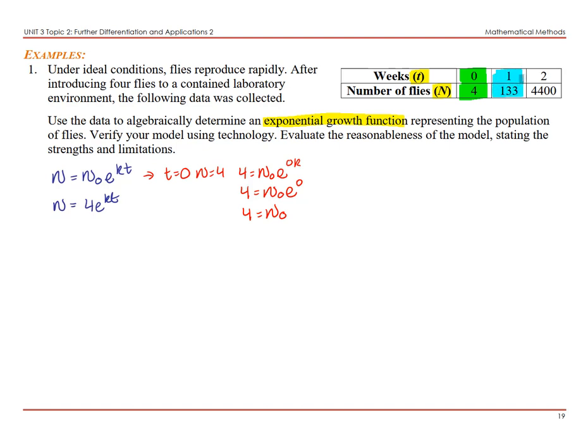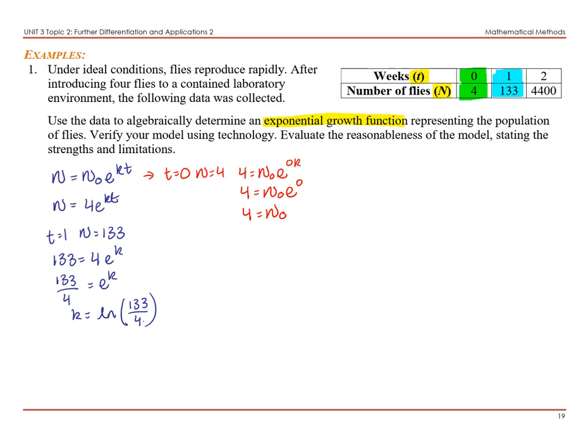Use the next value in the table. So when T is 1, N is 133. So 133 equals 4e to the k. 133 divided by 4 equals e to the k. Change to a log. K equals ln of 133 over 4.